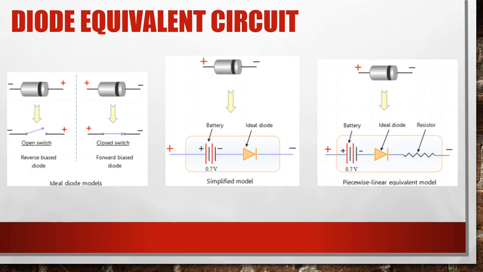So, ganun natin nire-represent ang iba-ibang equivalent circuit ng diode. At kapag piecewise linear equivalent model, combination siya ng battery, ideal diode, and a resistor. So, yan lang yung pinagkaiba-iba ng tatlong equivalent circuit. Pero ang common na ginagamit natin dito, ideally, is yung ideal diode models.